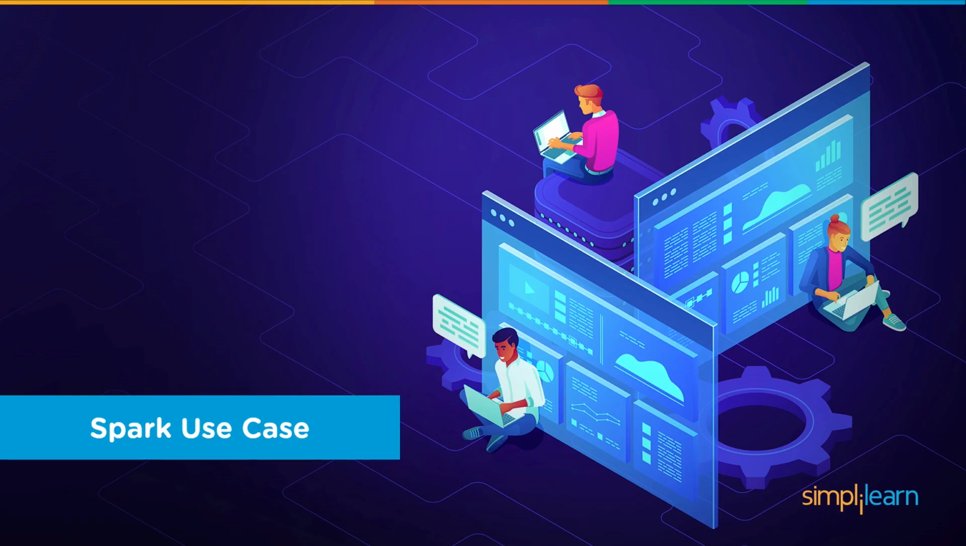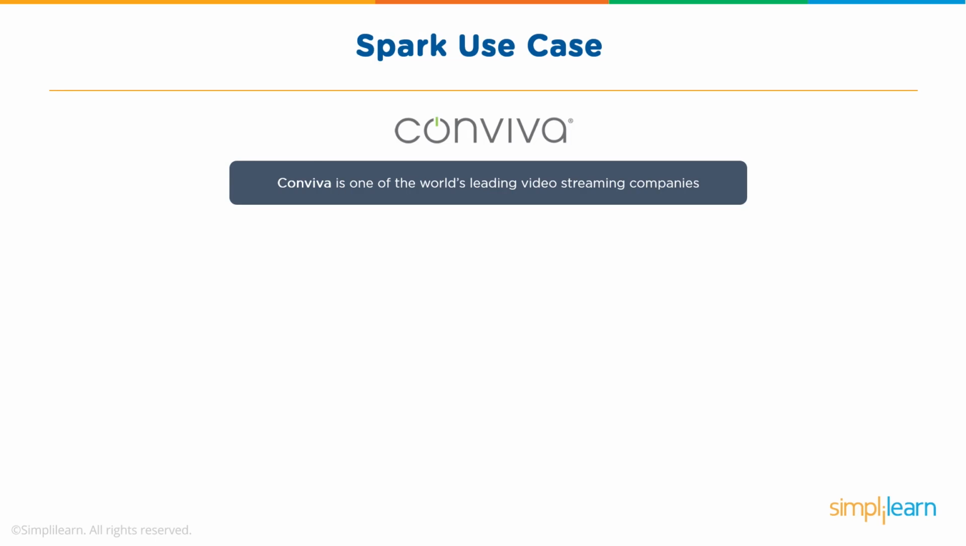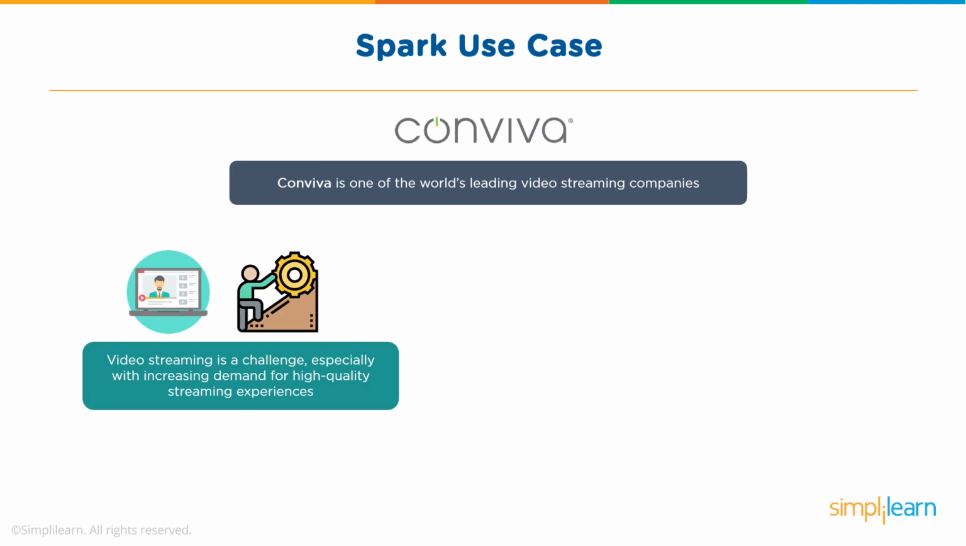Now, let's discuss Spark's use case, and let's talk about Conviva, which is one of the world's leading video streaming companies. So video streaming is a challenge. Now, if you talk about YouTube, you could always read about it. YouTube has data which is worth watching 10 years. So there is a huge amount of data where people are uploading their videos or companies are doing advertisements, and these videos are streamed in or can be watched by users. So video streaming is a challenge, especially with increasing demand for high quality streaming experiences.